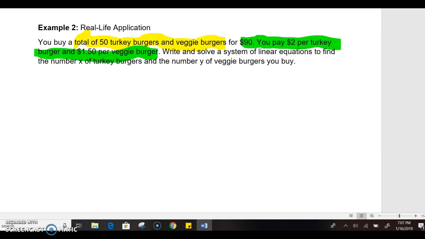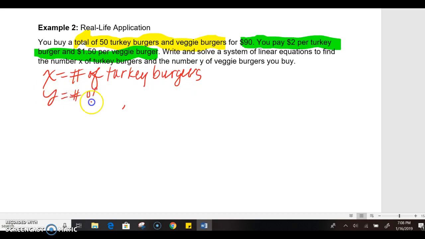Okay, then the problem tells me to write and solve a system of linear equations using x as the number of turkey burgers and y as the number of veggie burgers. So that means I have to write 2 equations in 2 variables. So I'm going to write my variable statement: x equals the number of turkey burgers and y equals the number of veggie burgers.